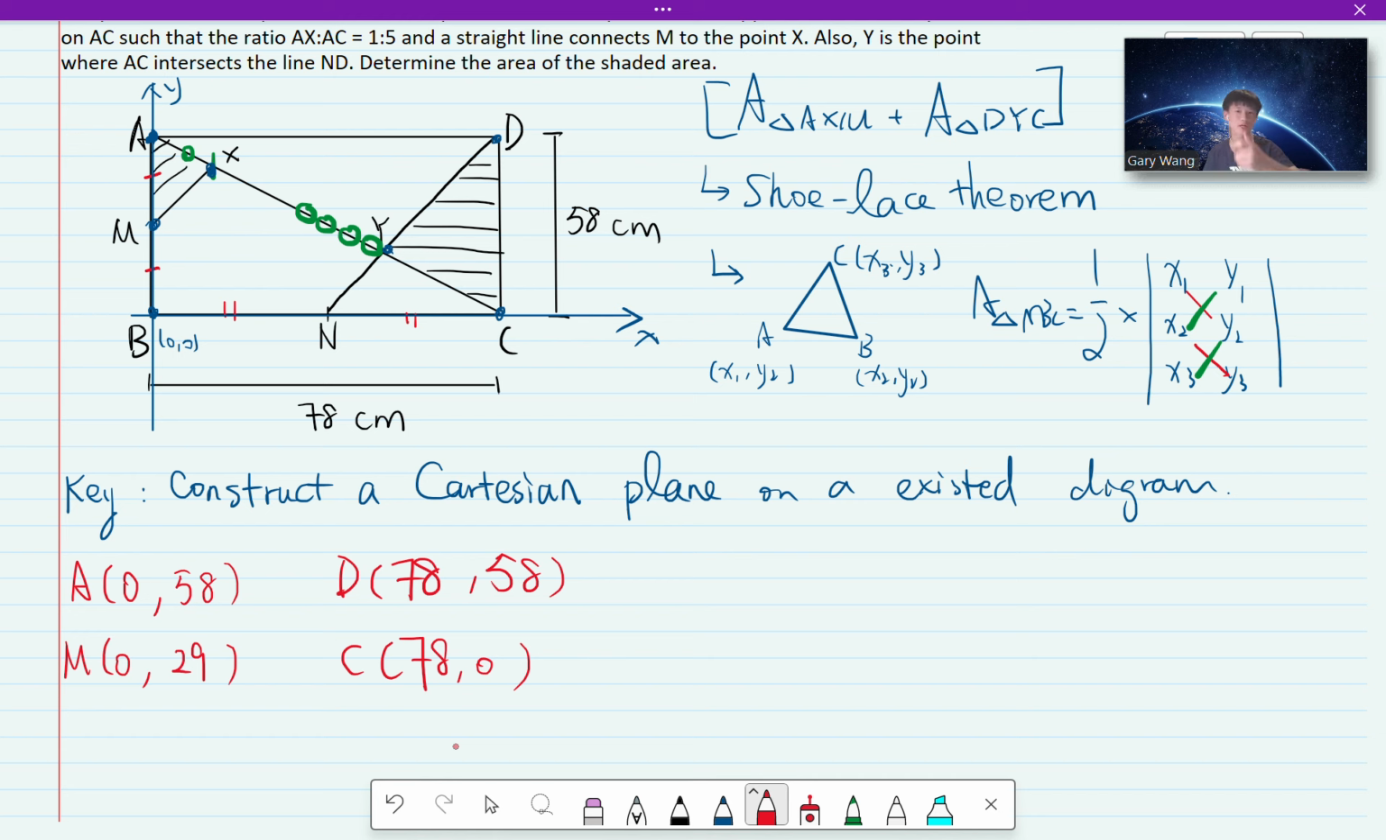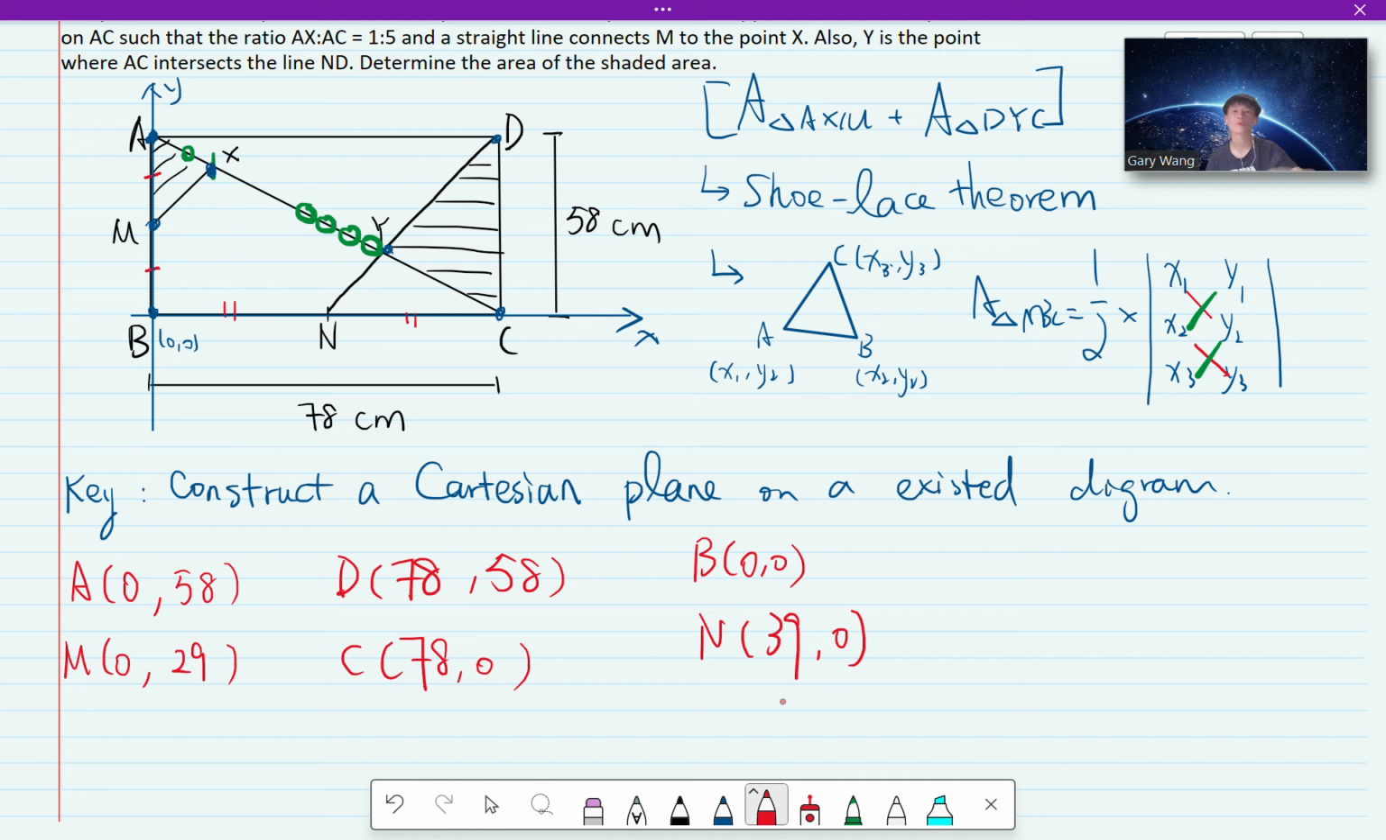Well, in the 3 triangles. What about other points? Do we have any ideas on any other points? So for sure we know B, which is 0, 0. We can also figure out N, because it's a midpoint, this is half of 78, which is 39. So it should be 39, 0. So these are the points that we can actually figure out in this question so far.